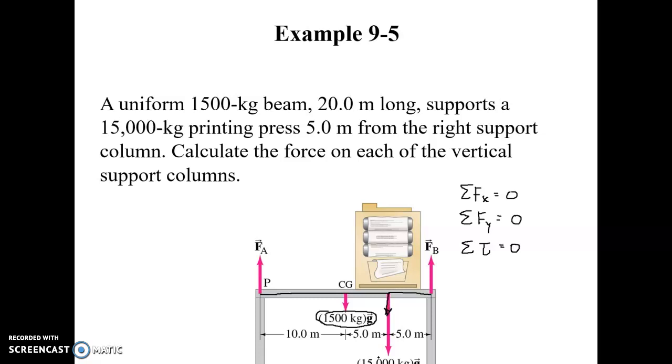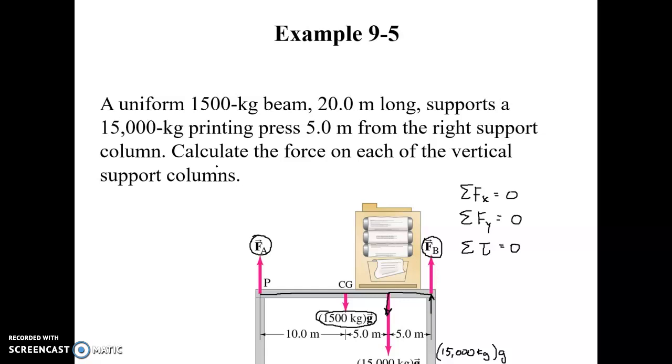We have a point load here that, I think it might be cut off a little at the bottom of my screen, but this says 15,000 kilograms is the mass times g, because we have to multiply by g to find the weight. And then that beam is supported at both ends by this FB and FA.